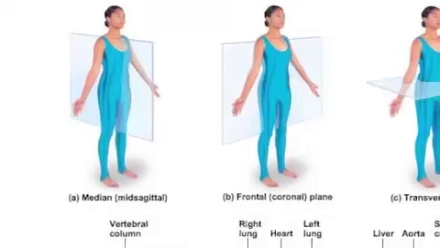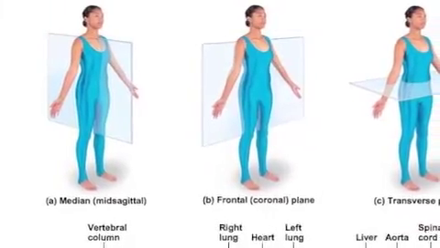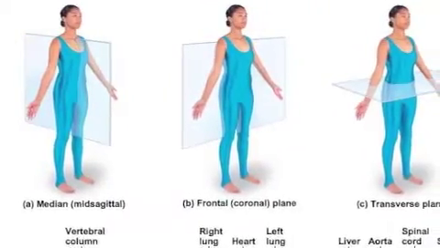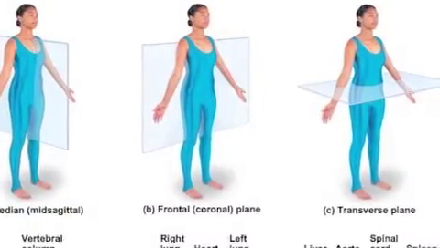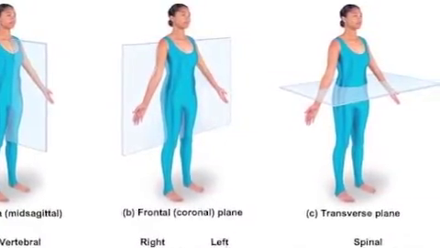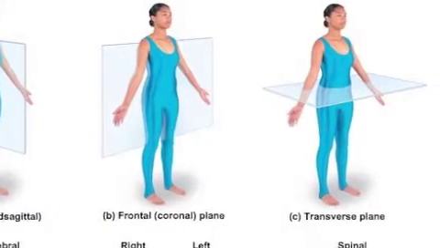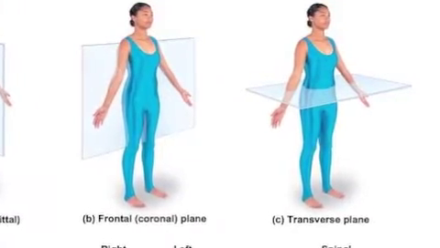So the first one is the sagittal plane, and that separates the body into right and left. Then we have the frontal, and sometimes they call that the coronal plane, and that separates the body front to back. The transverse plane separates the body into top and bottom.